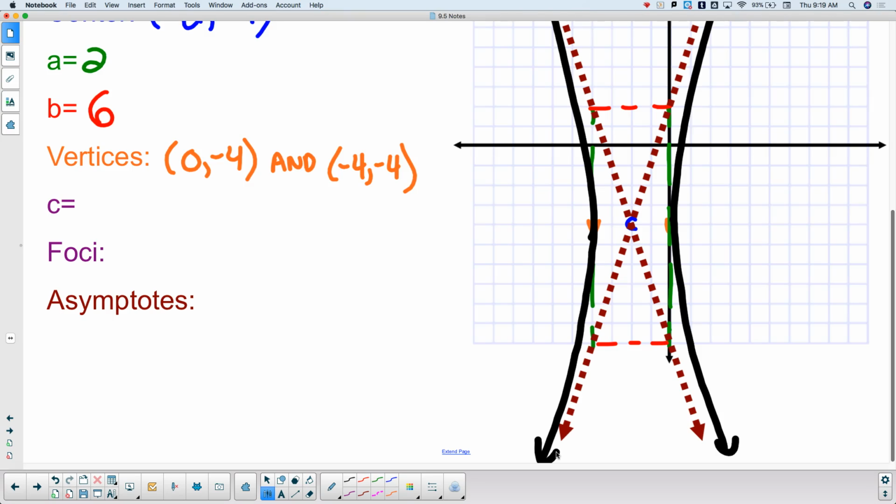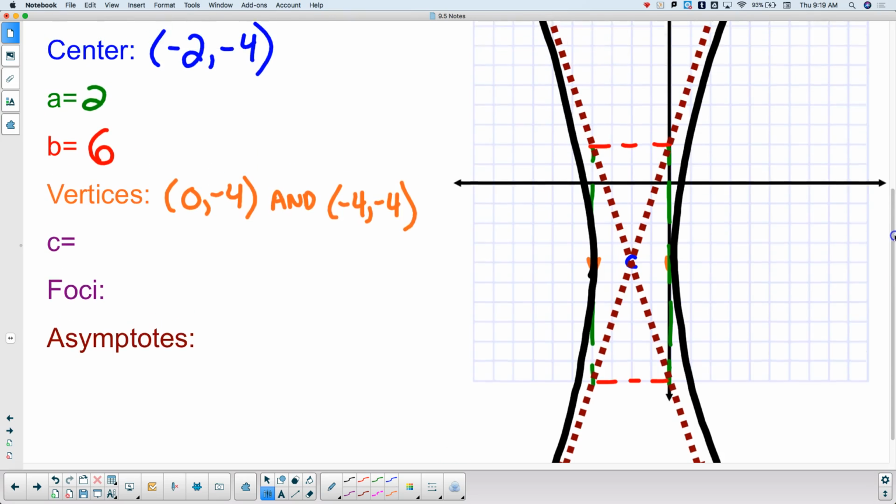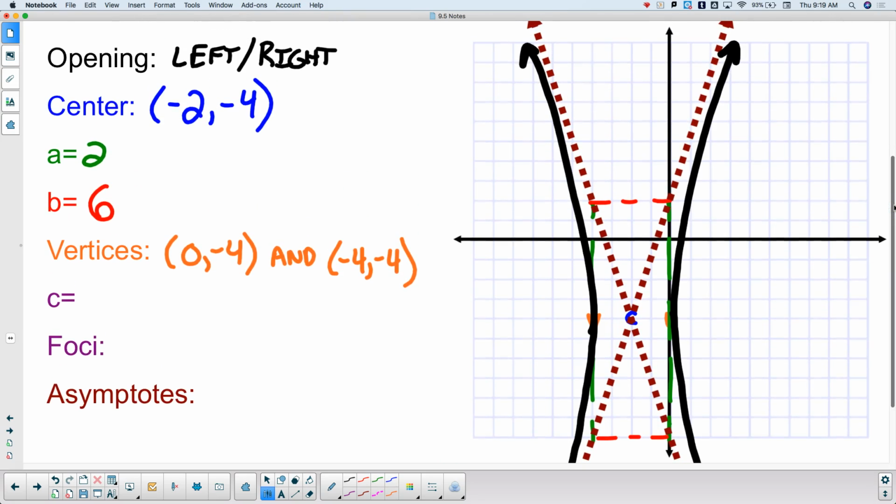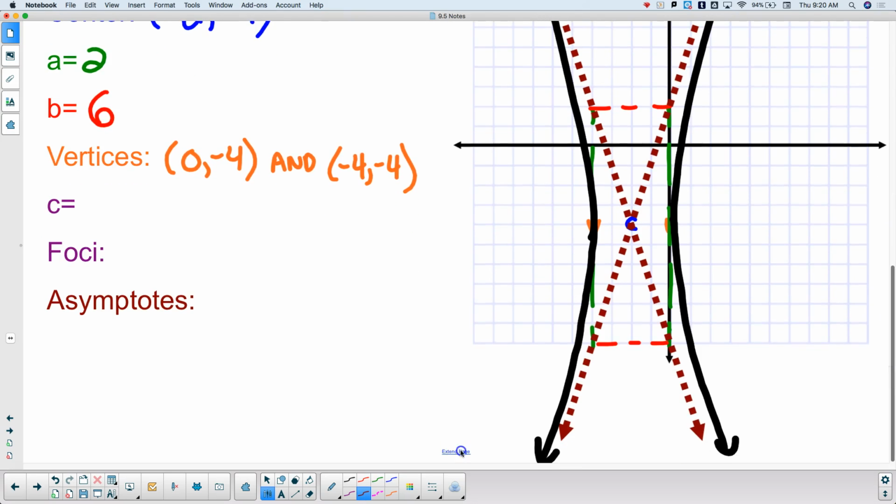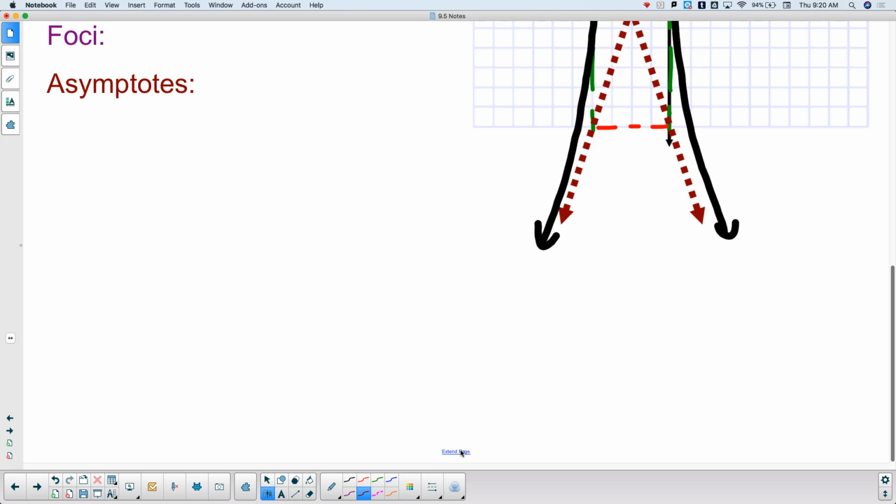That means I can draw in my hyperbola. Do I need any more information in order to make the equation? No? Okay. So what is the equation of this particular hyperbola? Is it going to start x squared or is it going to start y squared? X squared, because it's left and right.